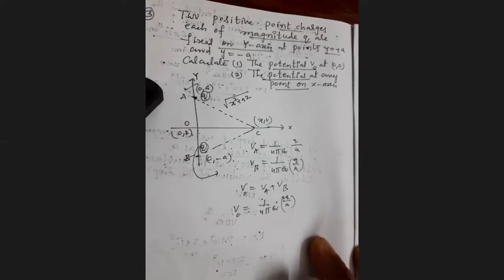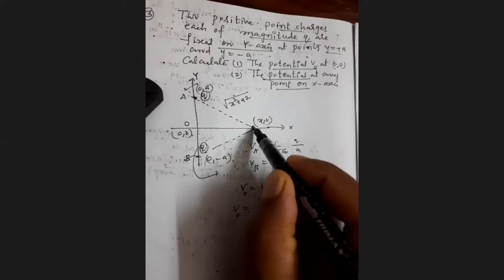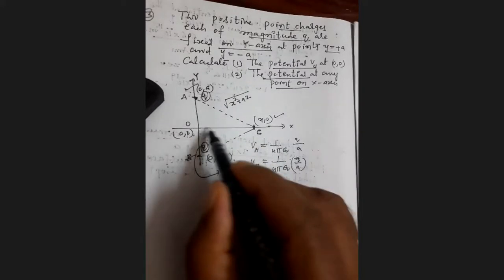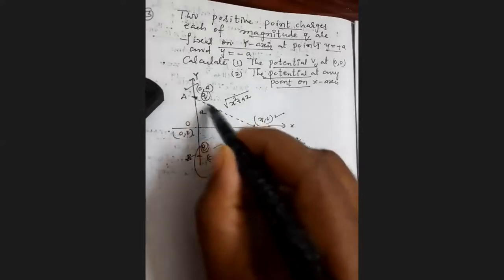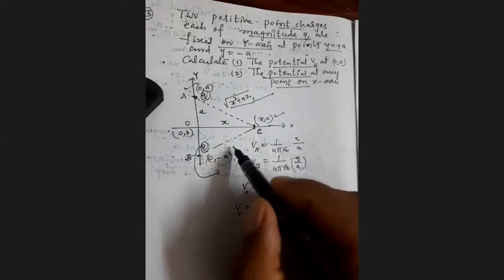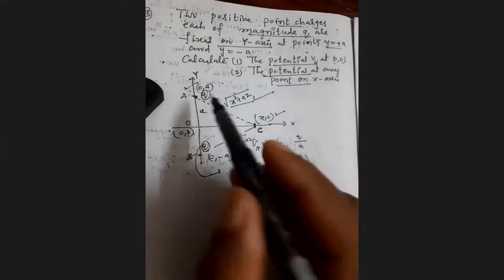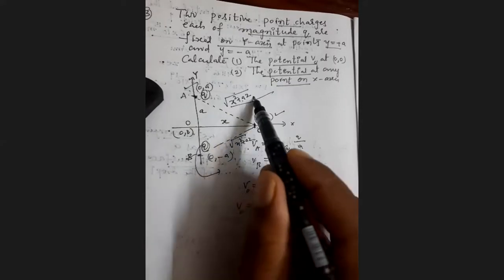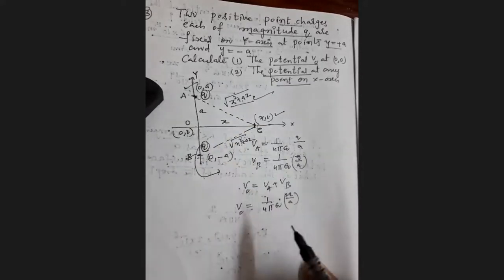Second bit, the potential at any point on the x-axis. On the x-axis, I consider a point C here. Its coordinates x comma 0. Then OC is equal to x. Since it is A, this will be root of x square plus A square. This is also root of x square plus a square. Then the point C is from the point A at the distance root of x square plus a square. Similarly, from the point B, distance root of x square plus a square.